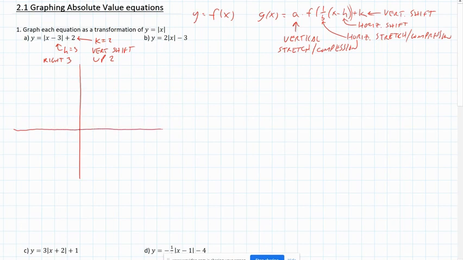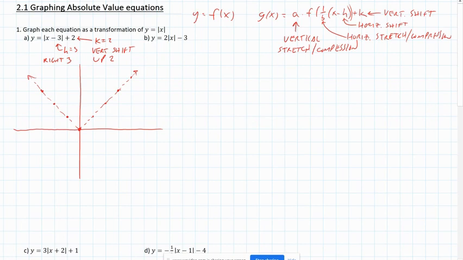So y equals absolute value of x, our parent function. Absolute value of 1 is 1, absolute value of 2 is 2, absolute value of 3 is 3, absolute value of 4 is 4, absolute value of 0 is 0, absolute value of negative 1 is positive 1, absolute value of negative 2 is positive 2, absolute value of negative 3 is positive 3, and so on. So the parent function is just the same v that we've always gotten when we've graphed an absolute value function.